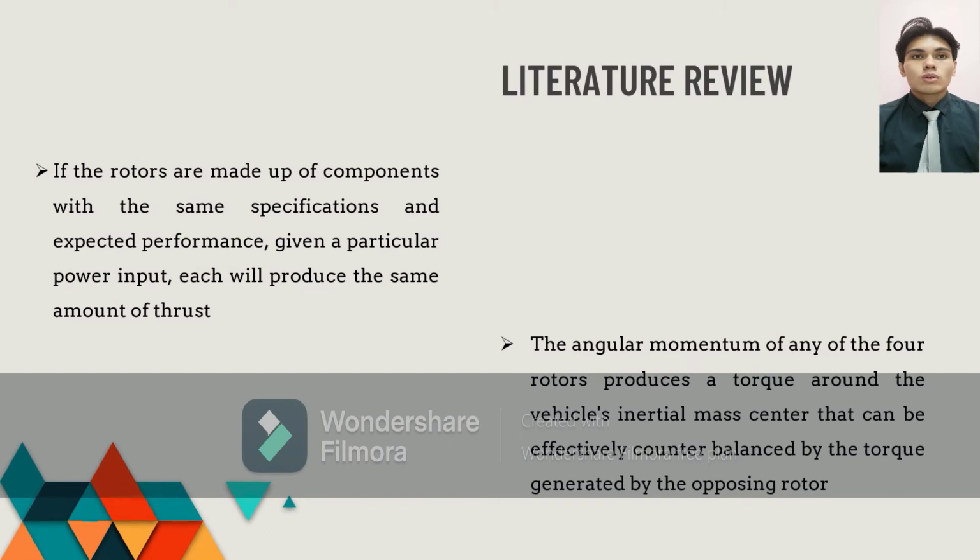For a drone to give a particular power input and produce the same amount of thrust, the rotors should be made up of components with the same design specification and expected performance. The angular momentum of any of the 4 rotors produces a torque around the vehicle's inertial mass center that can be effectively counterbalanced by the torque generated by the opposing rotor.